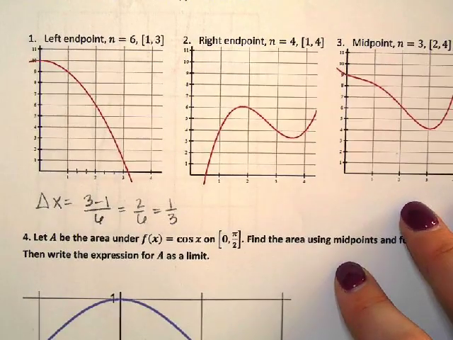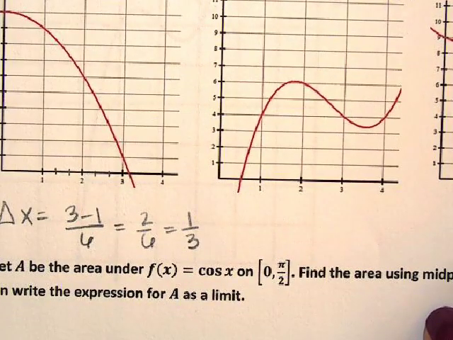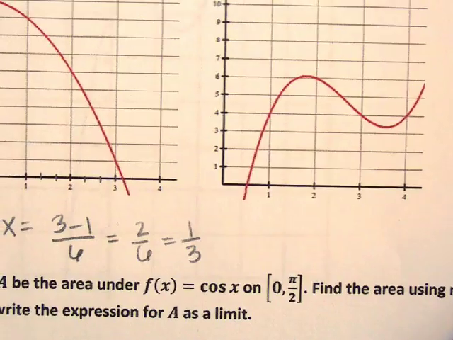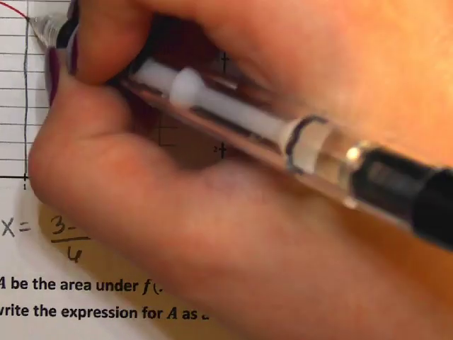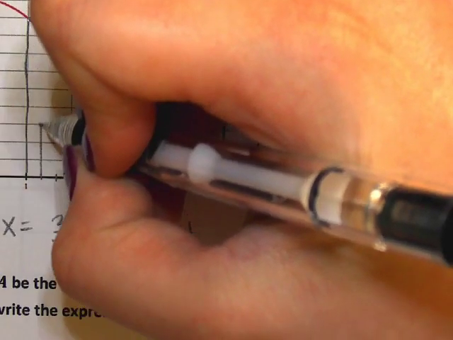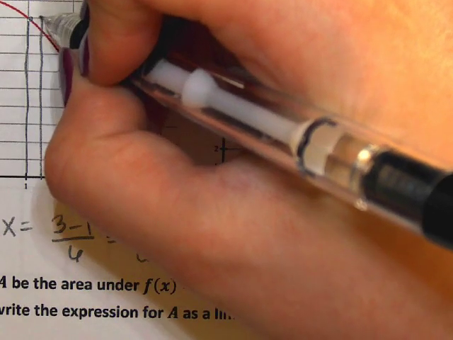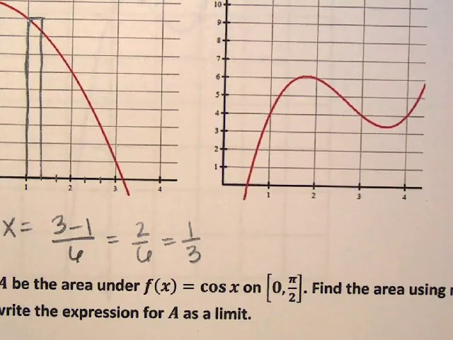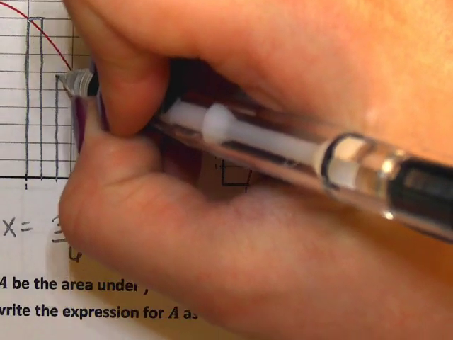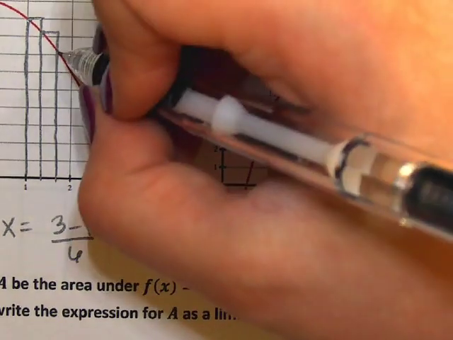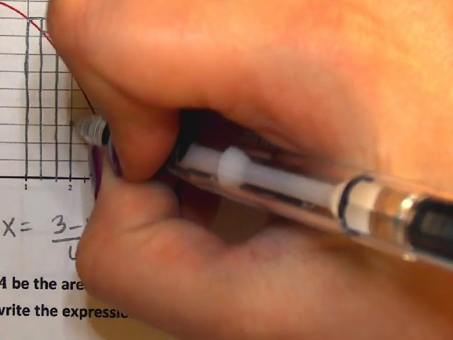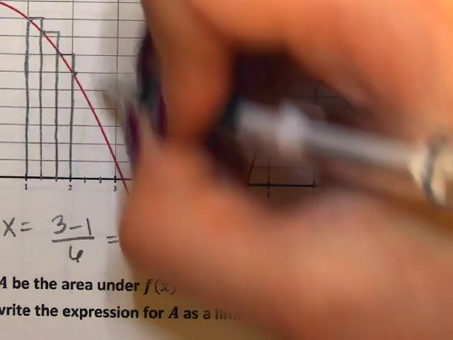Okay, and when it says left endpoints, what does that mean? Yeah, so we're going to draw this line up and connect it on the left side. So there's our first rectangle. Is this going to be an overestimate or an underestimate? It's going to be an overestimate. And then here's our second rectangle. Third.